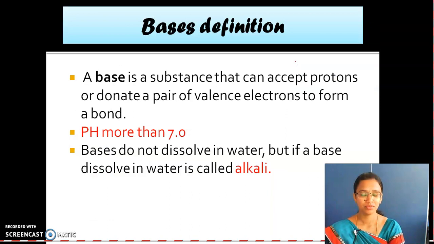Next one. What is the definition of bases? So that pH is less than 7. pH is less than 7. So children, now we will be continuing this acids and bases definition in the next class also.